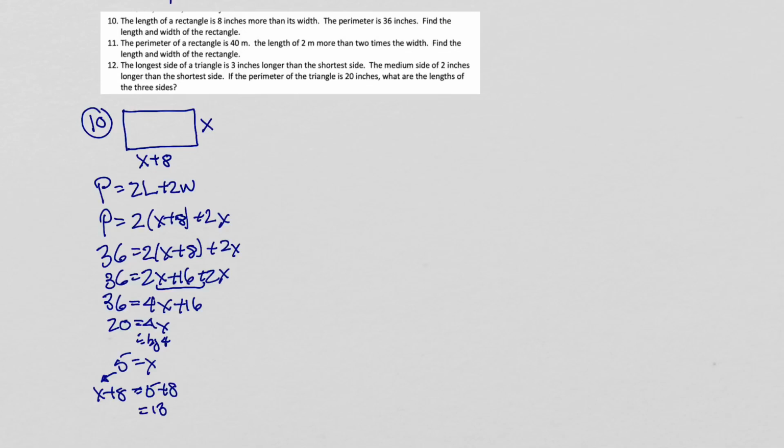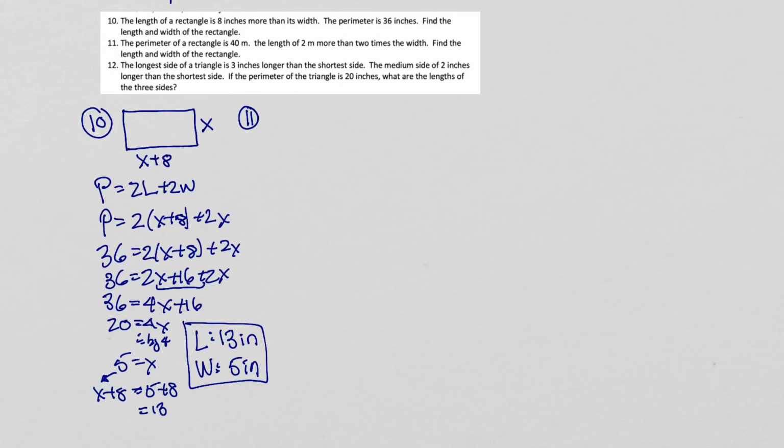So we can summarize here. We have the length and the width. Now the length came from what? The x plus 8, and that's down here, right? There's the length. x plus 8 is the 13 inches. That's our length. So the length is 13 inches. And the width, that was the x, that was 5 inches. There we have it.